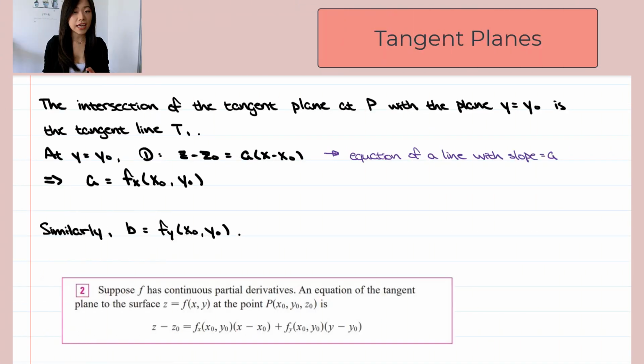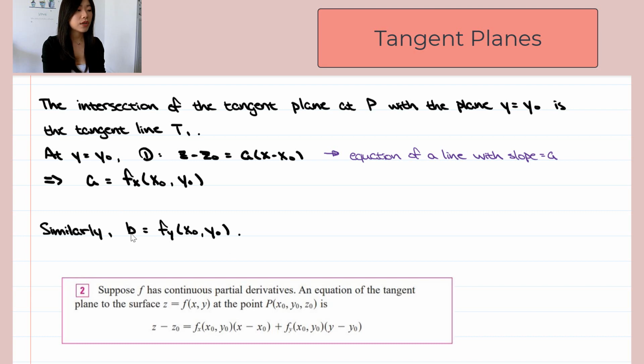Similarly, if I look at the intersection of the tangent plane at P with the plane x equals x0, then from the graph, you can see that the line is T2, which is the tangent line of the curve C2 at point P. And from the interpretation of partial derivatives, the slope of T2 also equals the partial derivative of the function with respect to y at the point x0 and y0. So we can also rewrite the constant B as the partial derivative with respect to y at the point x0 and y0.